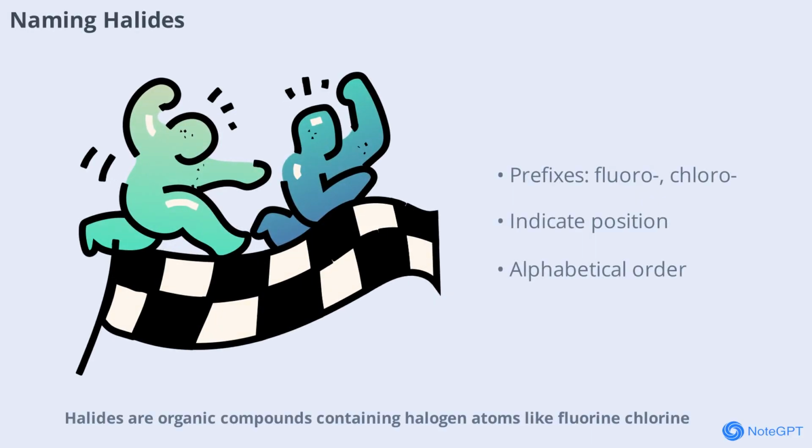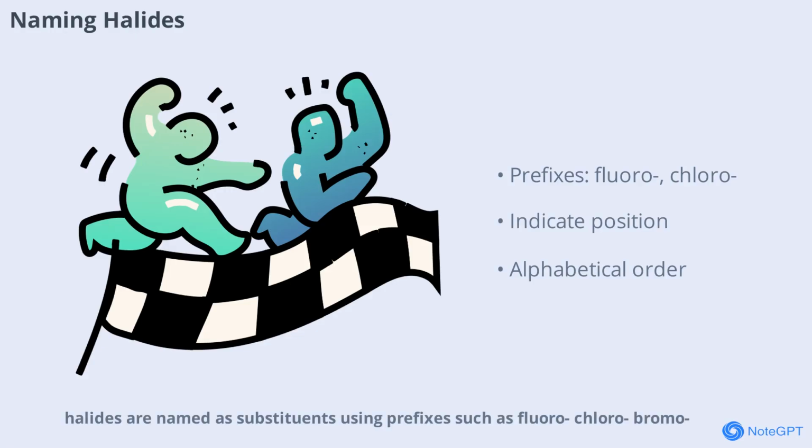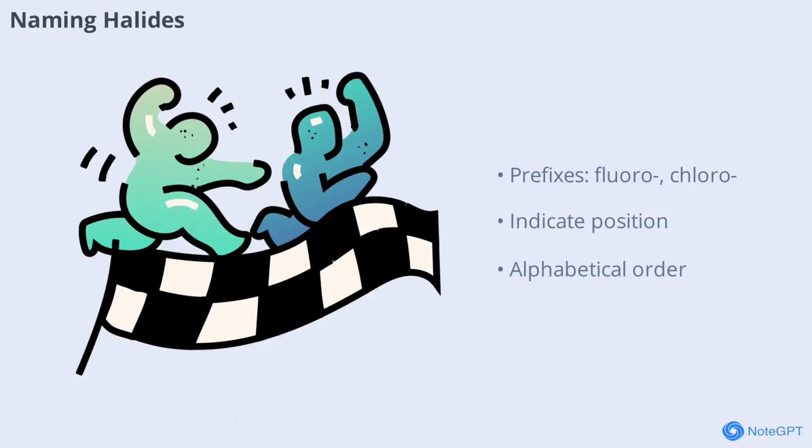Halides are organic compounds containing halogen atoms like fluorine, chlorine, bromine, or iodine. In IUPAC nomenclature, halides are named as substituents using prefixes such as fluoro, chloro, bromo, or iodo. Their positions are indicated by numbers, and they are listed in alphabetical order with other substituents. This approach ensures clarity in naming halogenated compounds.